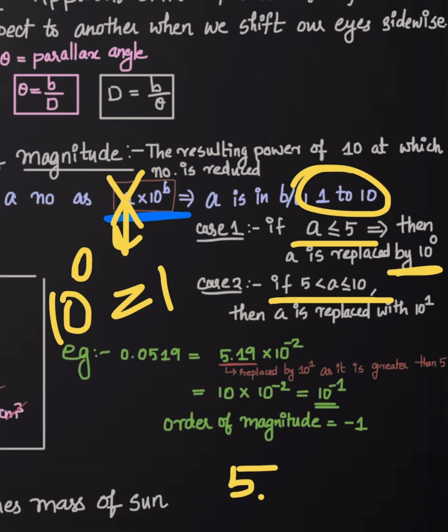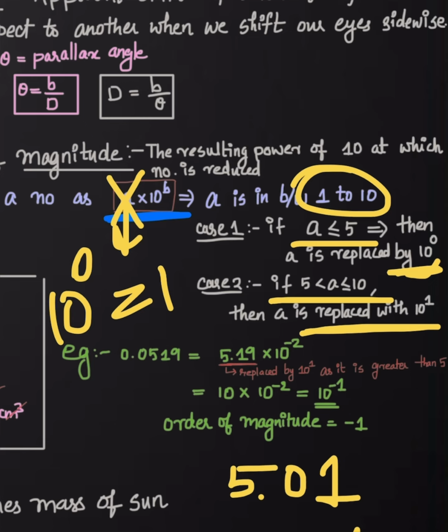And case 2, if a is greater than 5, that is 5.01, 5.1, 5.2, 6, 7, 8, 9 up to 10, then a is replaced with 10 raised to 1. If a is less than or equal to 5, then a is replaced with 10 raised to 0.